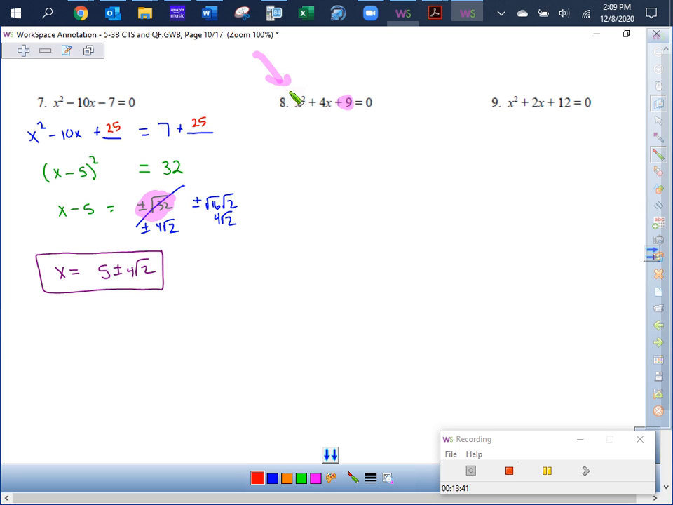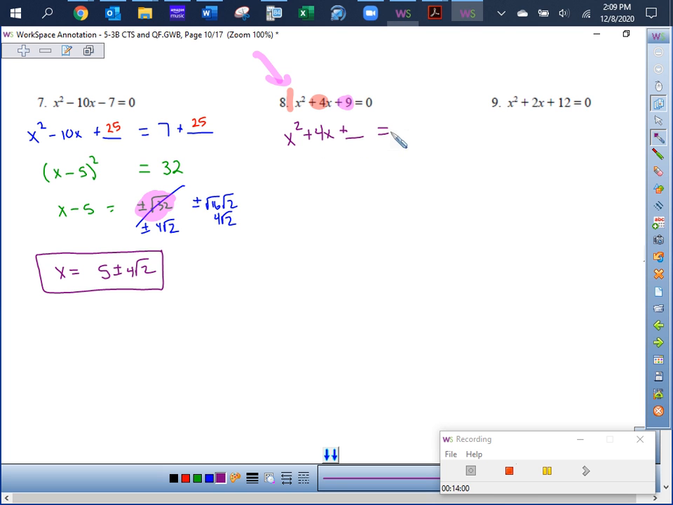Because A is how much? 1, and B is what kind of number? Even. If A is 1 and B is even, completing the square is our ticket, my friends. So let's do it. Set them up with blanks. Move that 9 over so it doesn't become a negative 9. Add a blank over there. Fill in the blank with half the B value squared, which is 4. Are you all okay with that?